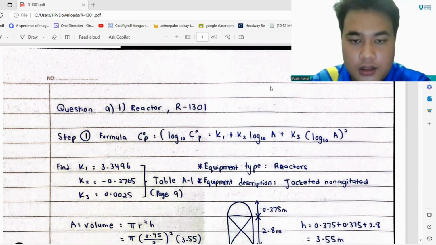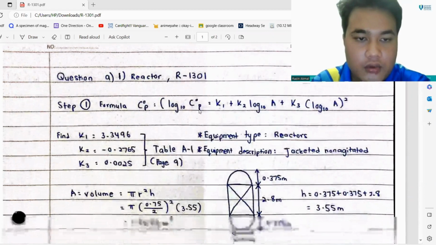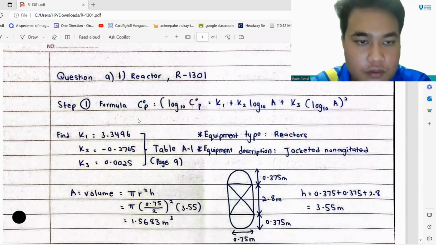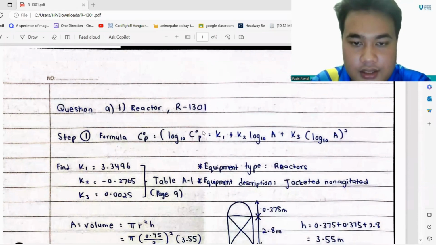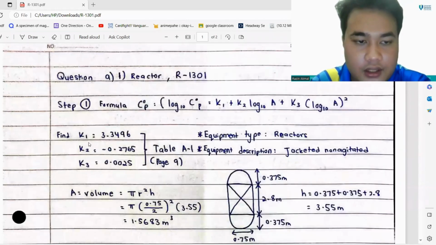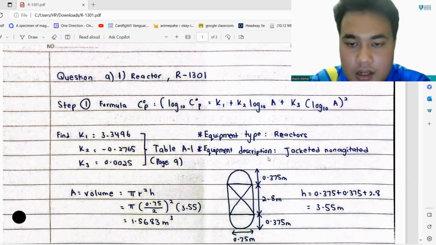I will discuss my calculation and explain it for question A1, reactor R1301. So, no wasting time, I will show it right now. The first step is using the formula C0P. As you can see in the formula, we need to find K1, K2, and K3. Find them in Table A1, page 9 in the handbook: equipment type reactors, description jacketed, non-agitated.